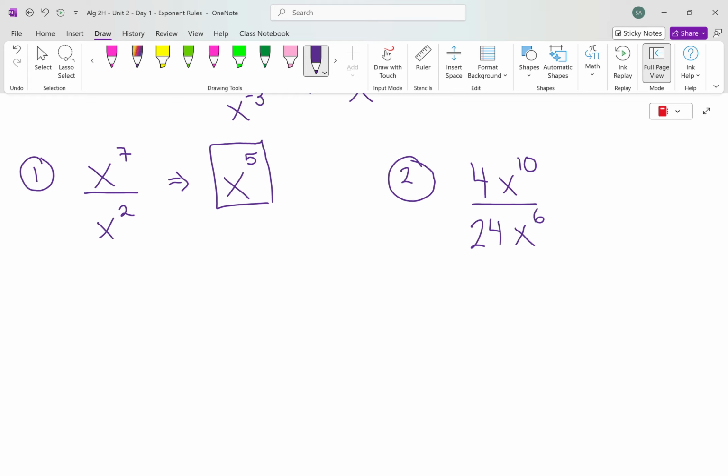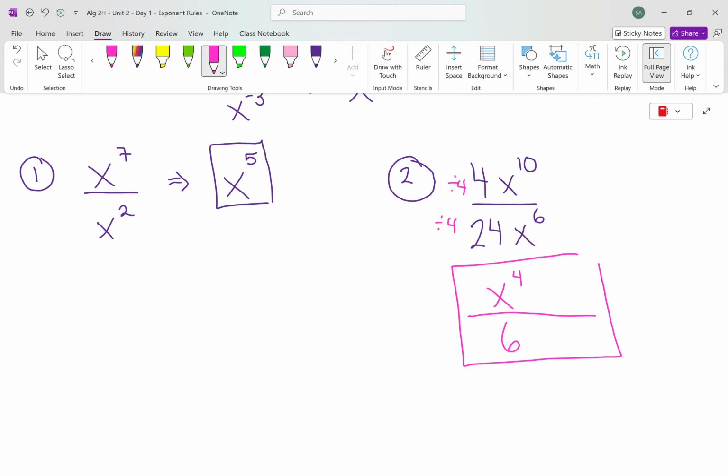Does 24 go into 4 evenly? No. But can I reduce 4 over 24? Yes. I can divide top and bottom by 4. So then our coefficients become 1 in the numerator and 6 in the denominator. Do I need that 1 in the numerator? As of right now, no. And then you divide the variables. X to the 10th divided by x to the 6th is x to the 4th. Wherever the exponent is bigger, that's where your variable goes. So since 10 is bigger than 6 and 10's in the numerator, my x to the 4th goes in the numerator.